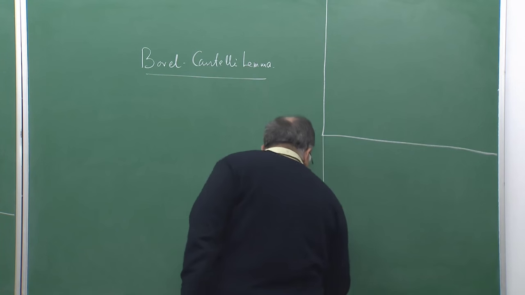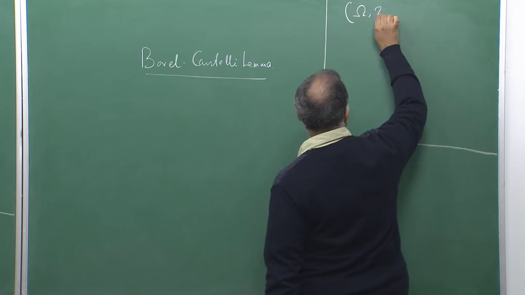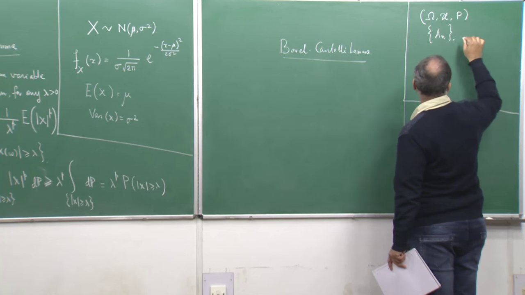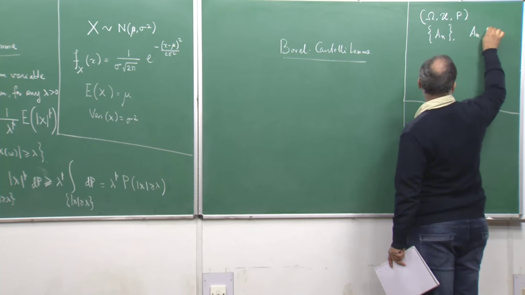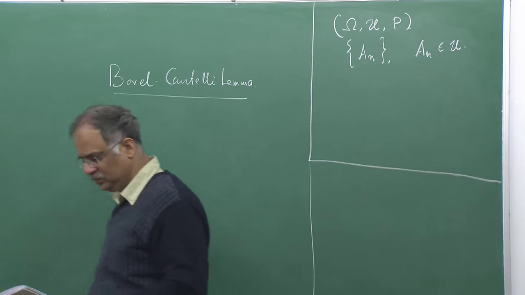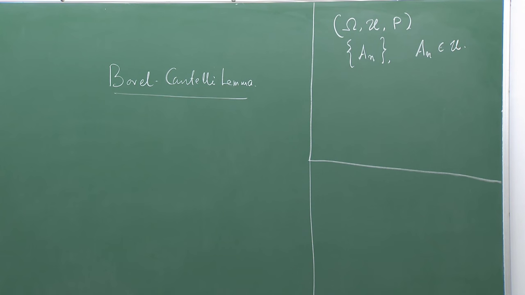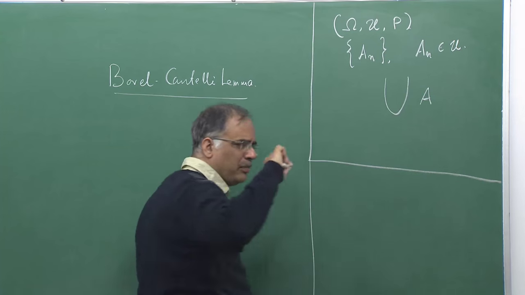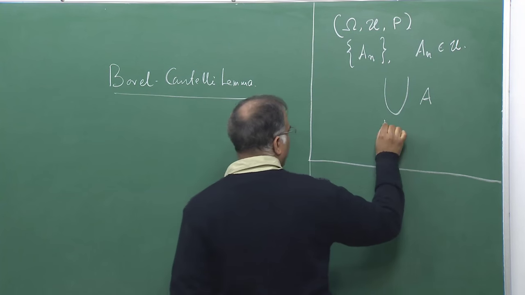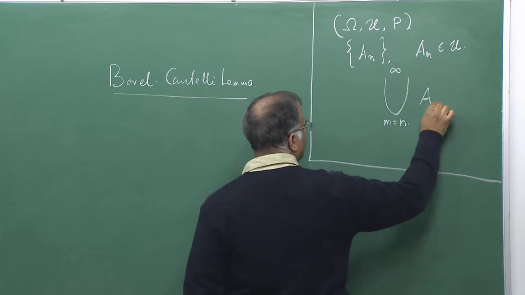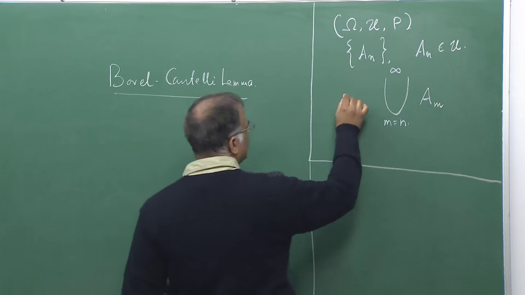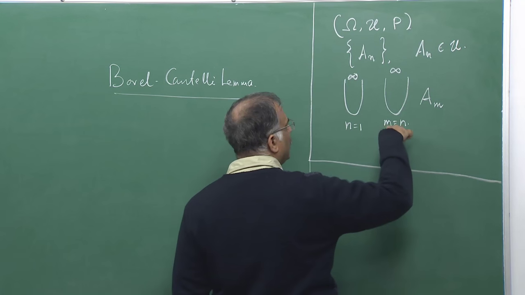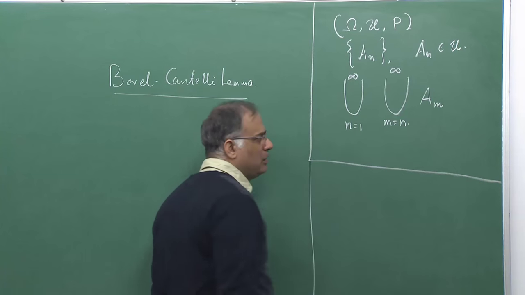So, what we will first do is to consider a probability space, and then I will consider a sequence An where each An belongs to U, and then I will make this construction. I will fix a value of n and then take m equal to n to infinity. And then I will shift the n. So, I will take n equal to 1, then m from 1 to infinity. So, I will take the union of all the events here.